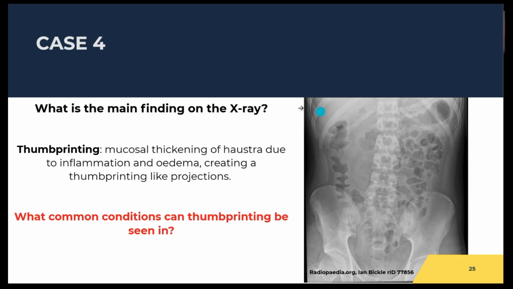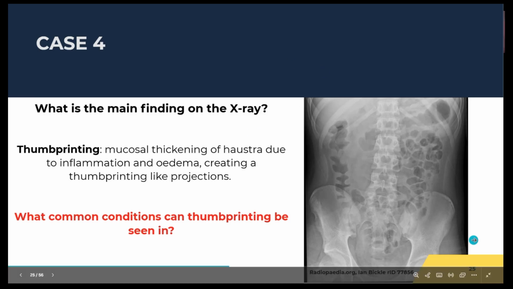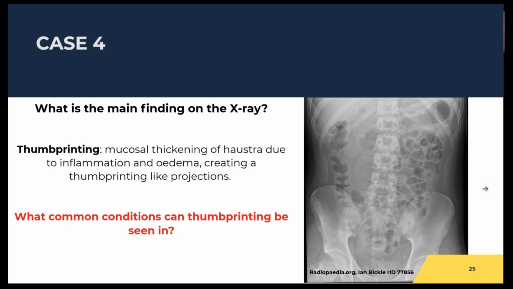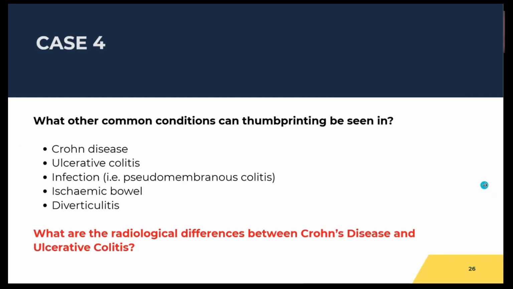Good. So inflammatory bowel disease. Any others by any chance? Okay, so some other common conditions that thumb printing can be seen in include Crohn's disease and UC, so someone mentioned IBD, infections, so pseudomembranous colitis, ischemic bowel, and diverticulitis.